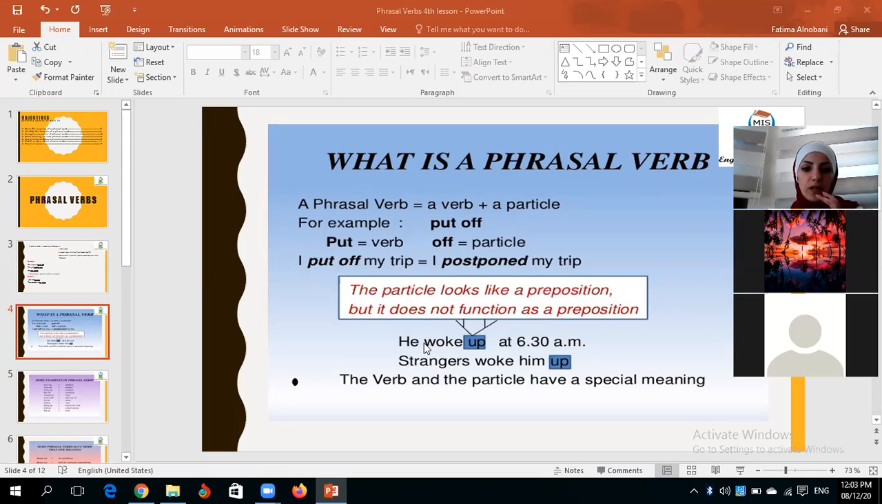Let's look at the example here. He woke up at 6:30 a.m., for example. Here we put the same phrasal verb, woke up, but in a different way. Strangers woke him. We put an object here, a pronoun. Strangers woke him up. It can be separated, unlike the prepositional verbs where it cannot be separated.